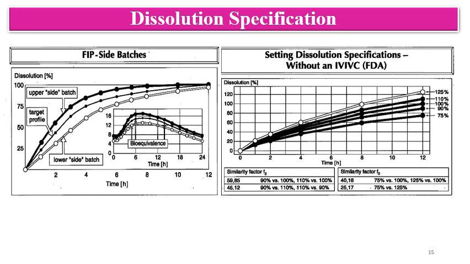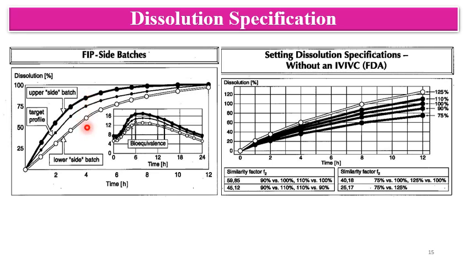Here the FIP guideline is taken into consideration to show you the side batches. So this is your target batch, which is passing the bioequivalence criteria. Then you have made a lower release batch and a higher release batch. So based on these side batches with lower and higher release to the target batch, we can give the specification limits.